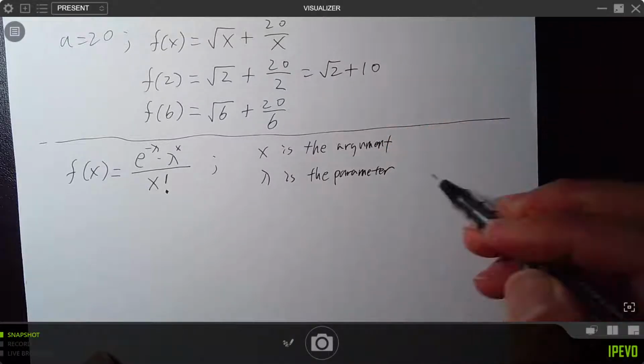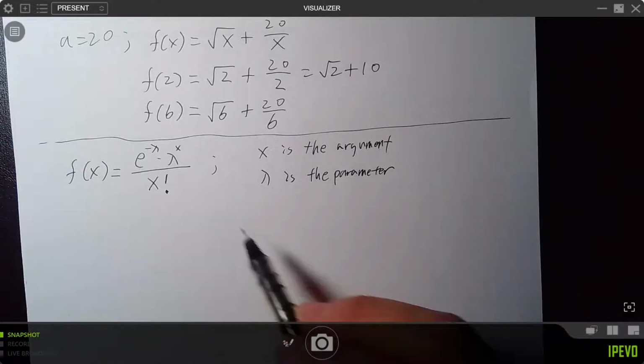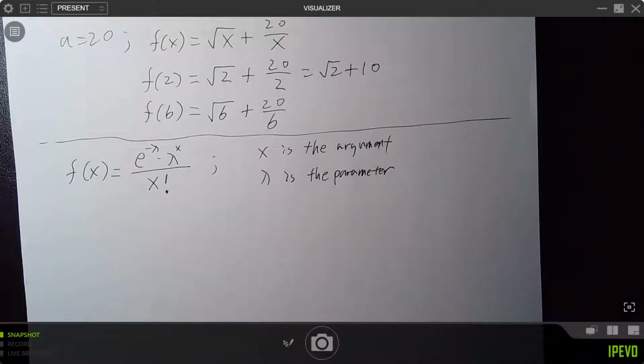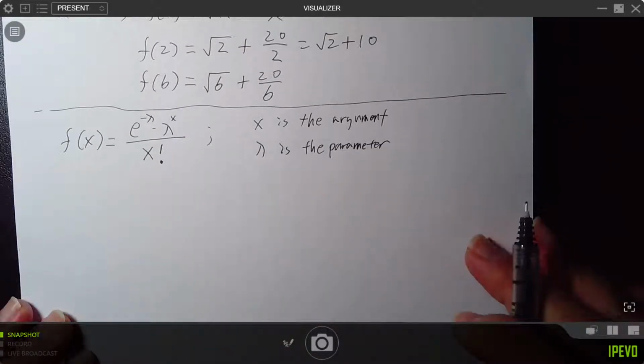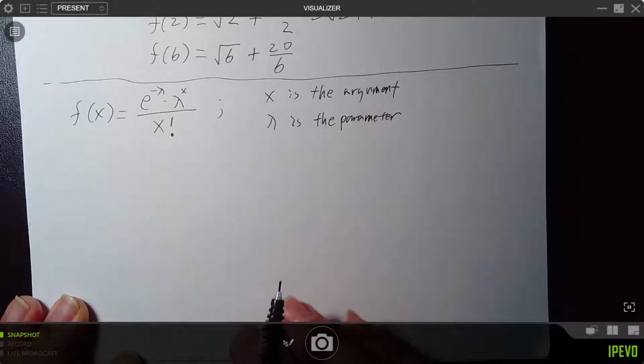Okay, now what does that mean? That means that before I evaluate this, I need to know what lambda is. I need to find out what lambda is before this is the function. This is a function that I can evaluate. So without lambda, I can't evaluate the function.